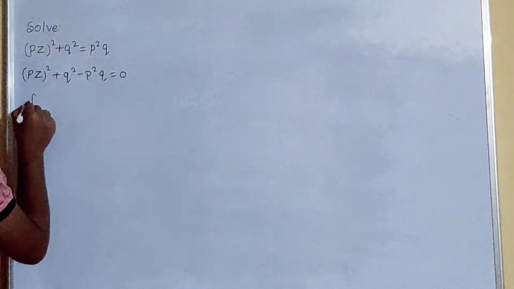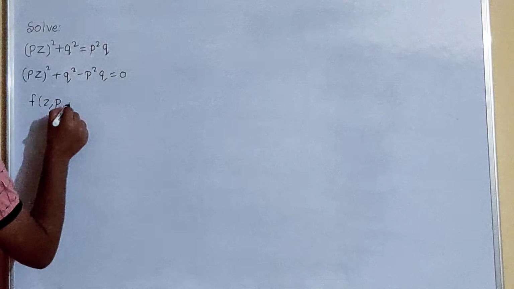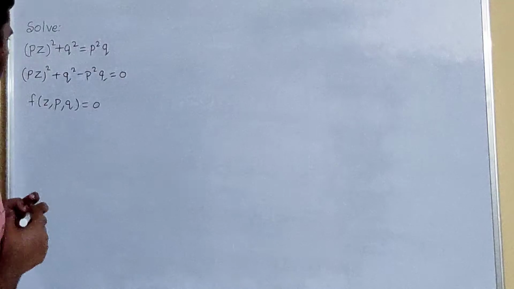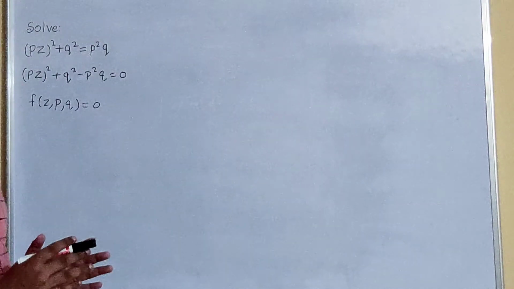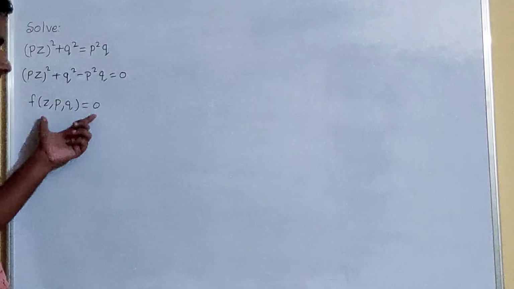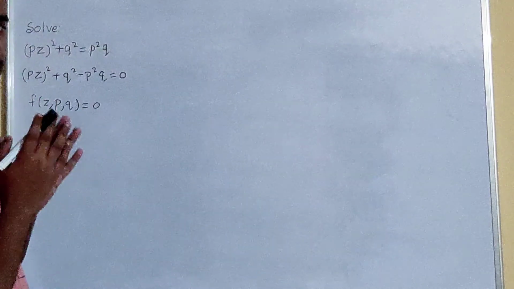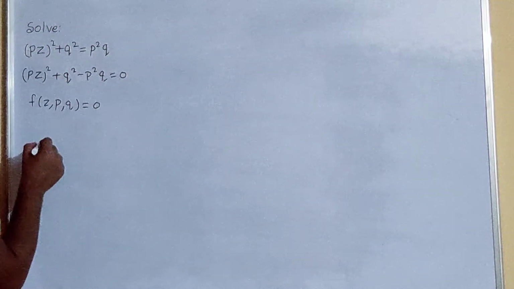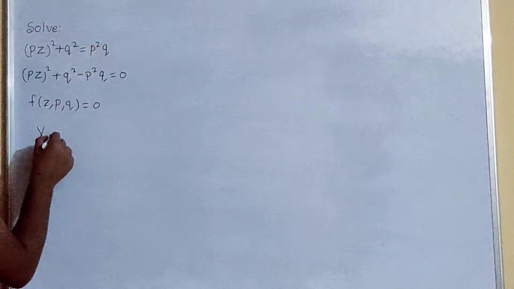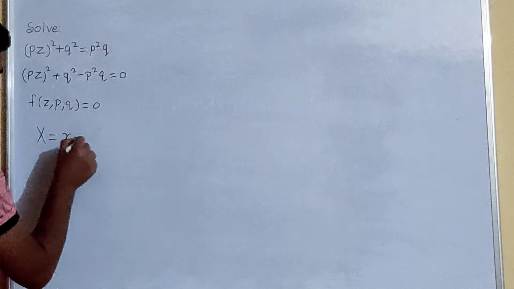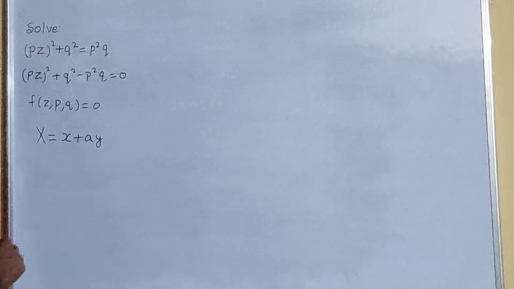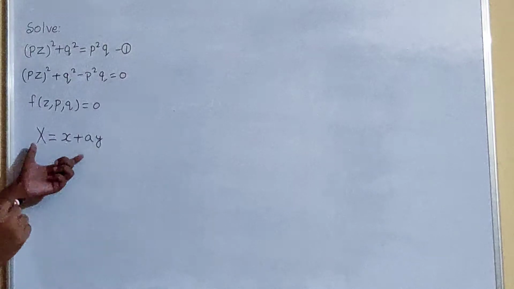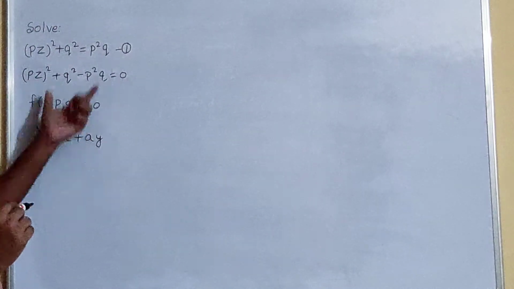Now this is a function of z, p, q equals 0. So this is first of all a non-linear partial differential equation, and this is the second standard form. Whenever you get a question of second standard form, we take one substitution, and that substitution is capital X equal to small x plus ay. Let me take this equation as equation number 1.